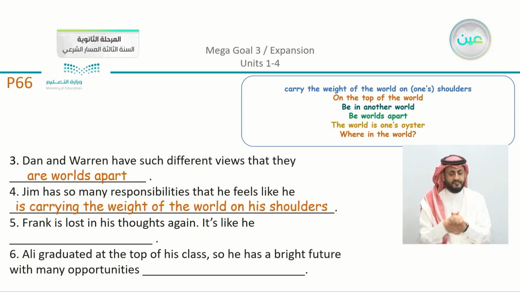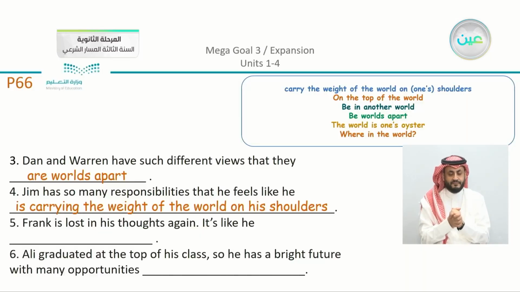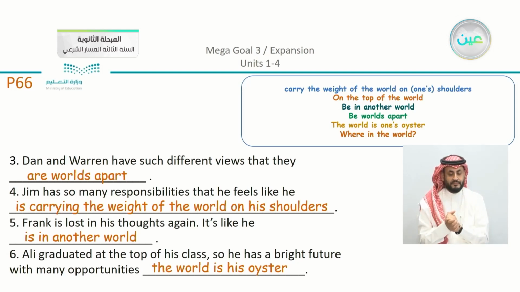We have number 5, "Frank is lost in his thoughts again. It's like he..." Now the keyword here is lost in his thoughts. So you can say that it's like he is in another world. We have here, "Ali graduated at the top of his class, so he has a bright future and many opportunities." Your keyword is going to be future, bright. So we have here, the world is his oyster.